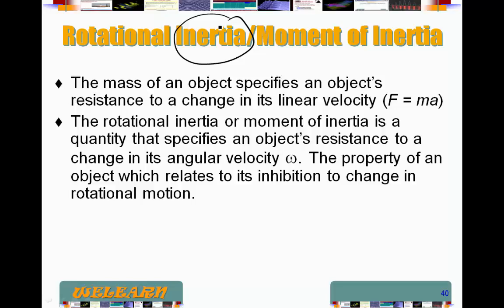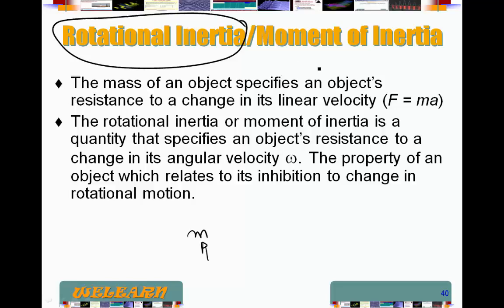Inertia, in the case of linear motion, we just explained it as mass. The more mass an object has, the more difficult to change its state of motion. Now, in this case, the more mass and the way the mass is distributed, the more difficult to change the state of rotational motion of an object. So in other words, we have to introduce a new quantity that we call rotational inertia.